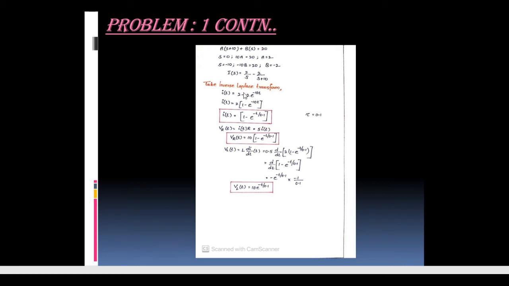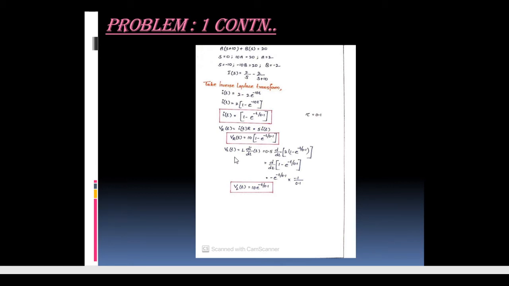We know 1 by s, if you take inverse Laplace transform, is just 1. So for s plus 10, it's going to be e power minus 10 t. If you take 2 commonly outside, the final answer you get here is I of t is equal to 2 into 1 minus e power minus t by 0.1. So we can easily get the VR of t also as I of t into R. We know the resistance R is 5, and we know what is I of t. Just substitute, you get VR of t is equal to 10 into 1 minus e power minus t divided by 0.1.